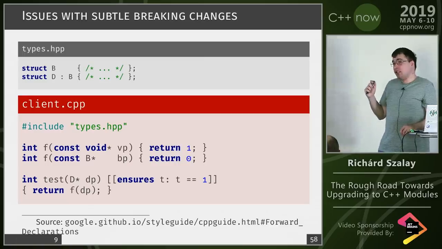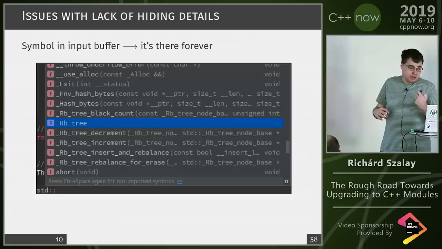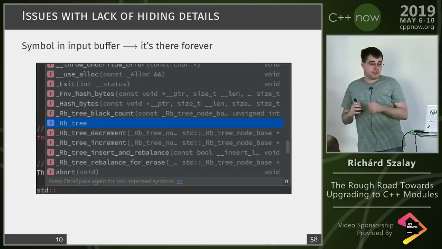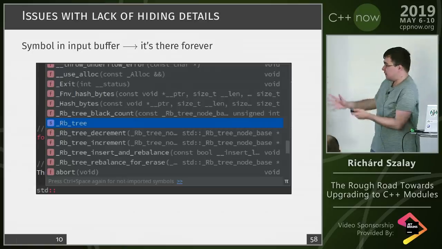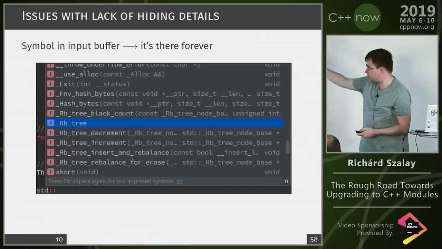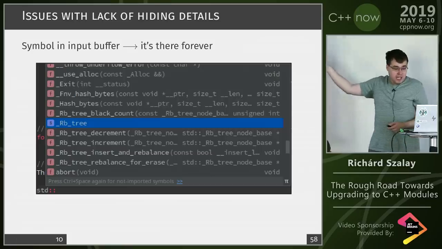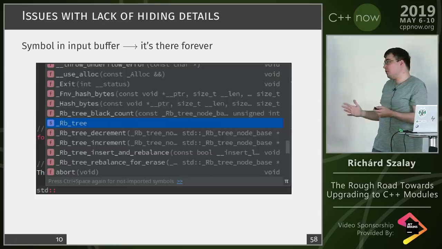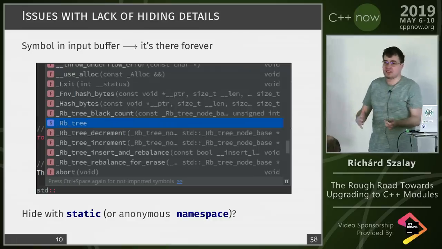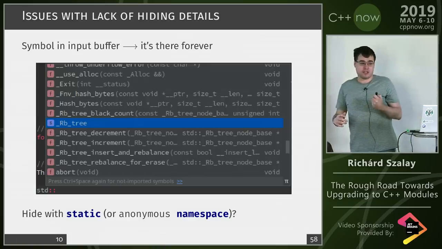But another issue that comes up when you write your code is that once you put your symbol into the input buffer, it's there forever. You cannot take it out. So let's say I'm writing my code, I want to use something from the std namespace, and my IDE will show me a bunch of symbols, including red, black, tree. Of course, that's the implementation detail for std map. So what you could do to prevent this, in some cases, in your libraries, you could use static symbols, anonymous namespace. However, this internal linkage is not a solution for templates.